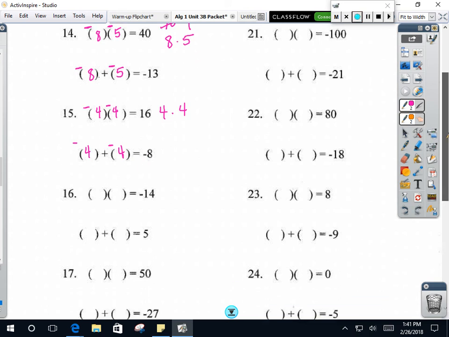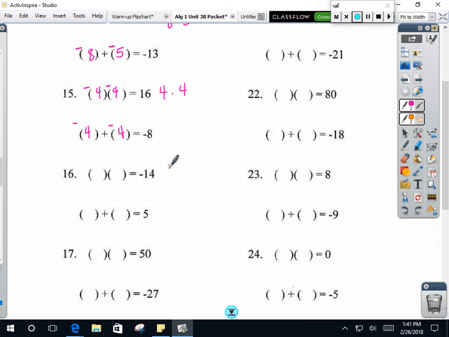Number 16. What are numbers that multiply to give you 14? 7 and 2. Once you get the numbers, then think about the signs. How do you get a 5 out of those? Which one needs to be the negative 2 to get a 5? 7 minus 2 is 5. 7 times negative 2 is negative 14. Had you made this the negative and added them, it would have equaled a negative 5, not a positive 5.